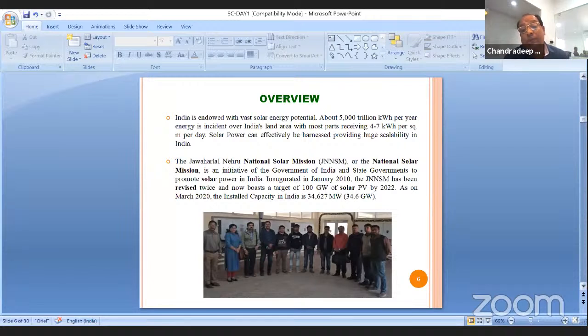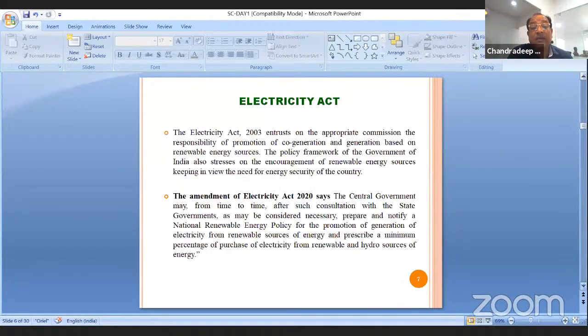And we have huge potential, like 5,000 trillion kilowatt hour. Madam will tell what is kilowatt hour. The technical discussion will be done by her, I will not overstep. So 5,000 trillion kilowatt hour per year of energy is incident over India's land area, with most parts receiving 4 to 7 kilowatt hour per square meter per day. So in a state like Maharashtra, where you have a diverse climate, you can easily tap and exploit solar power, not only to protect the environment, but also to reduce the electricity cost which you are giving to the DISCOMs.